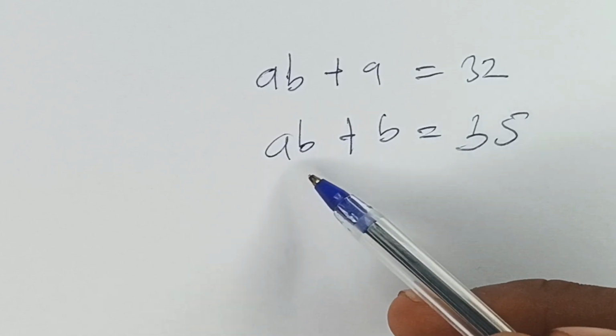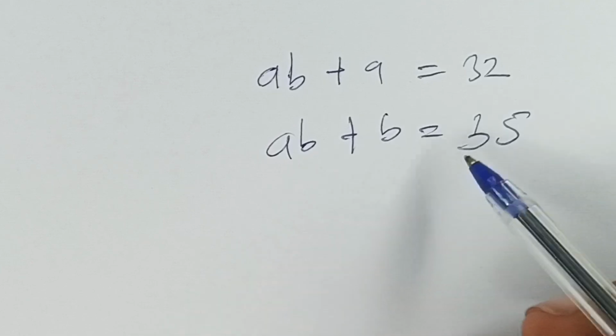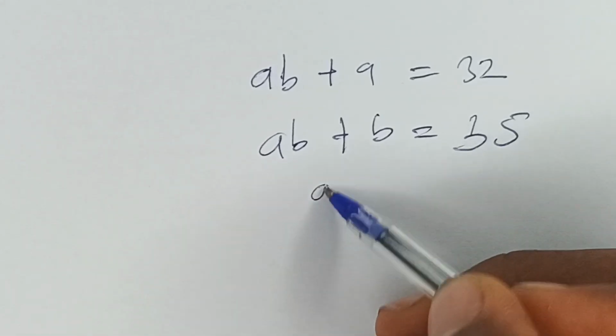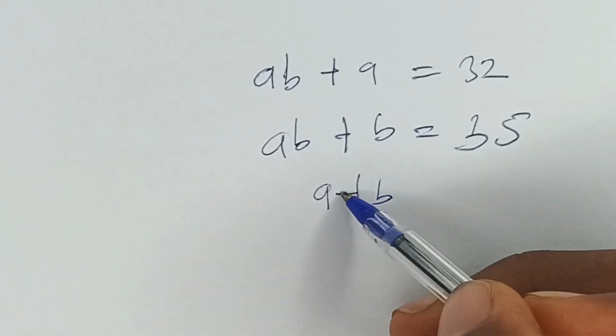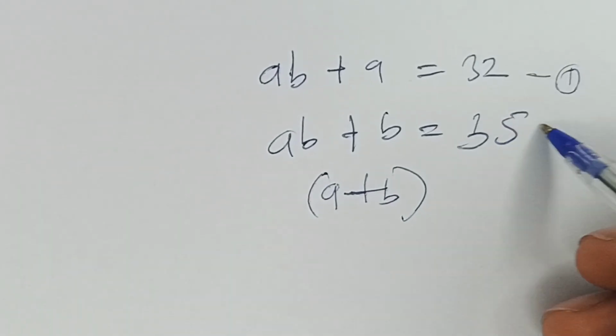Let's solve this equation together. It says AB plus A is equal to 32 and AB plus B is equal to 35. We are required to find the sum of A and B. Okay, so we want to find A plus B. Now let's call this equation 1 and call this equation 2.